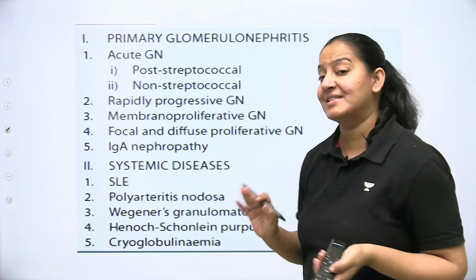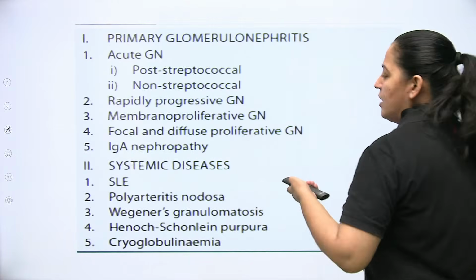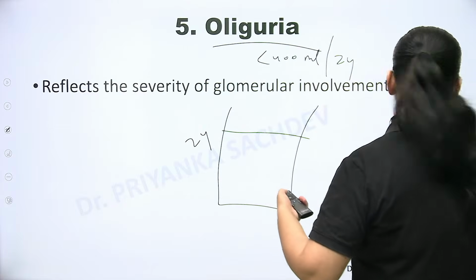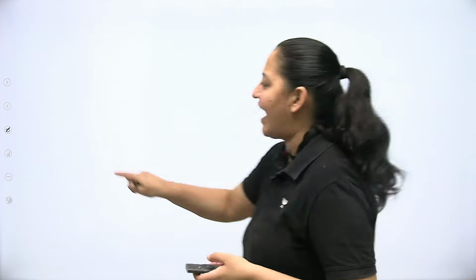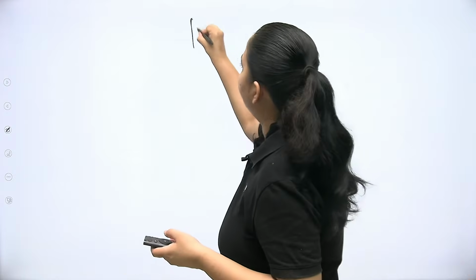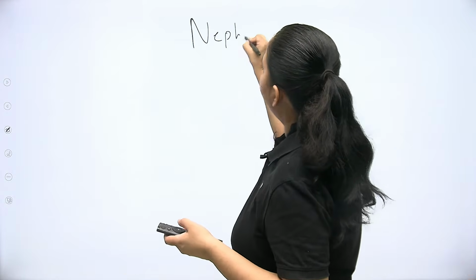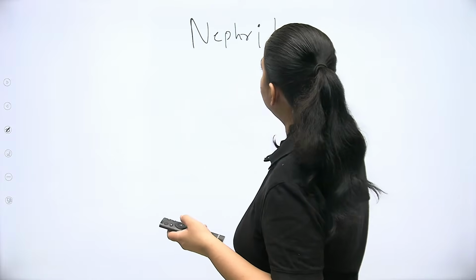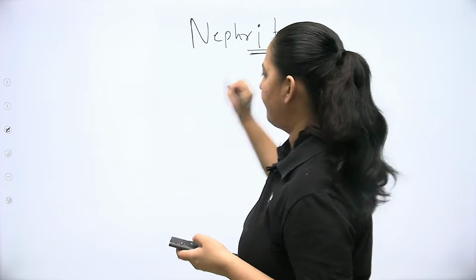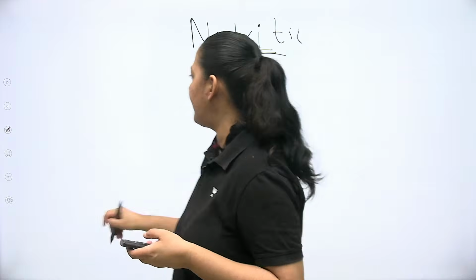So now tell me the examples of nephritic syndrome. So what we have learned, what are the 5 features of the nephritic syndrome? First, tell me the 5 features of the nephritic syndrome. I am asking nephritic, not nephrotic. Tell me the 5 features. Who will tell me the 5 features?